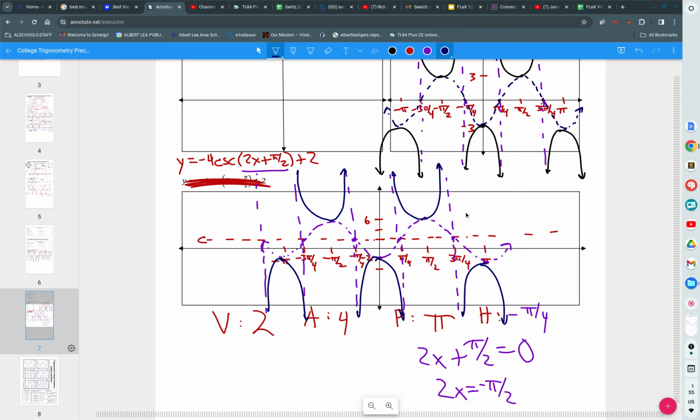Answer keys are posted up here and answer keys are online.